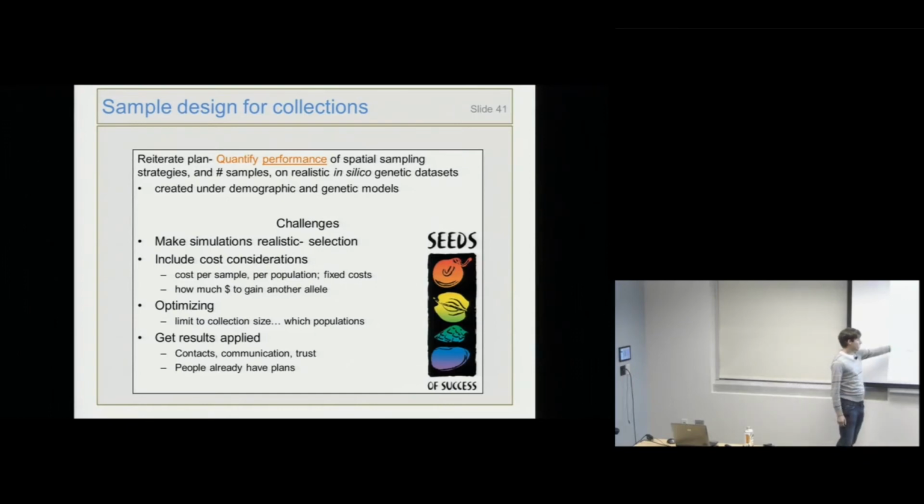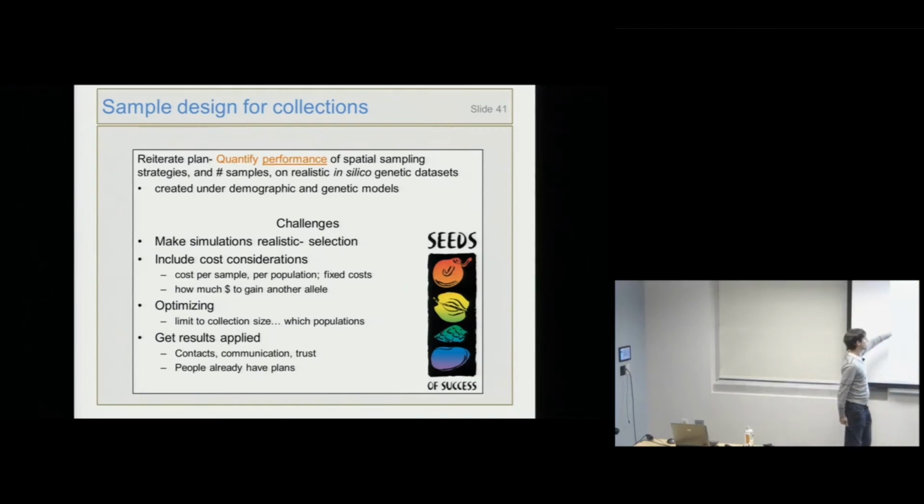Further thinking about cost, we might want to optimize a collection when we have a given limit to the collection size. Say we have a seed bank that can only hold a maximum of maybe 1,000 samples per species. Given that limit, which populations are most important, how many samples per population, and should we be sampling more from the populations on the edge or more from the populations in the center? That kind of question.